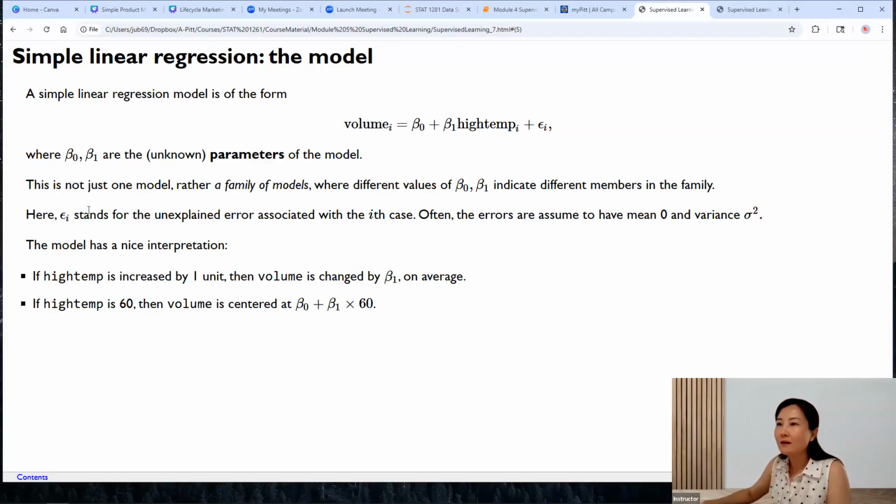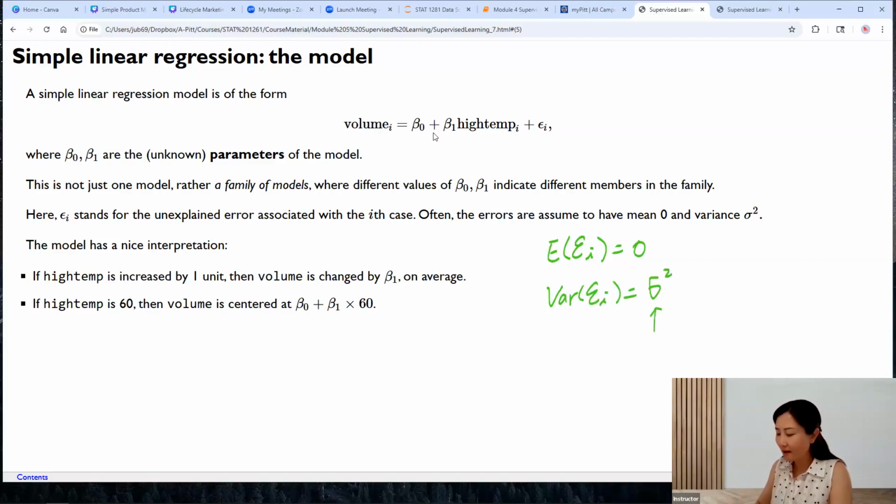And the error term stands for some unexplained error associated with the each case. It might be due to different reasons, for example, measurement error or some other issues. So usually we assume that the error term has mean 0 and the constant variance. So which means the mean of the error term is assumed to be equal to 0. And the variance of the error term is equal to some unknown constant, sigma square. So this is called the constant variance assumption. We always assume this for any regression model usually.